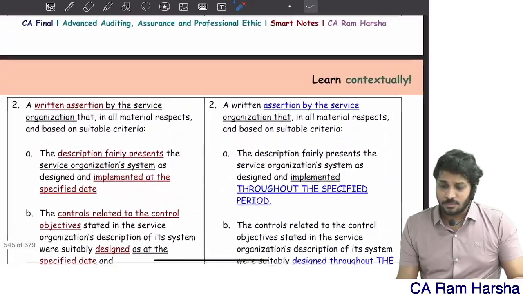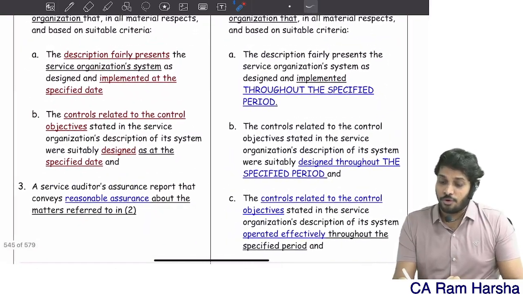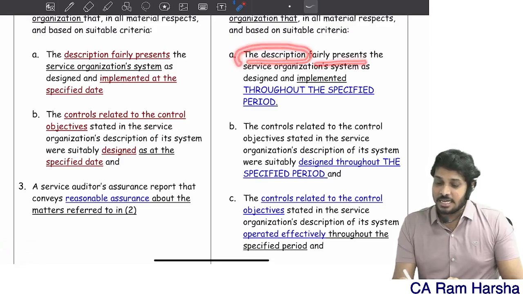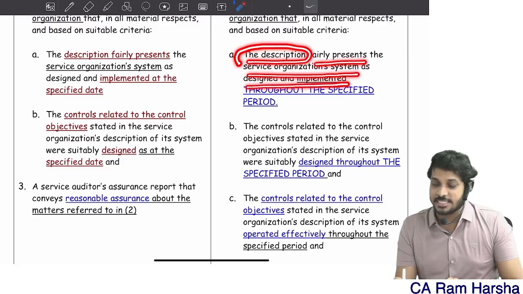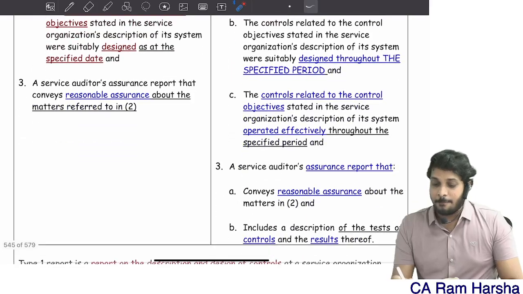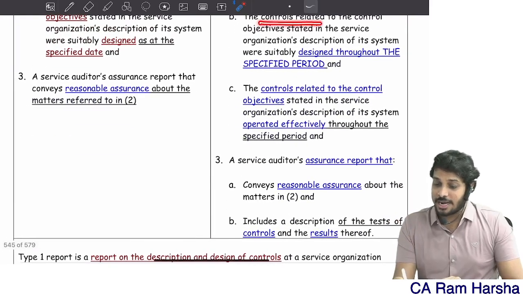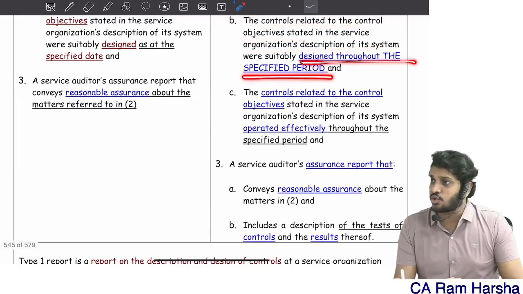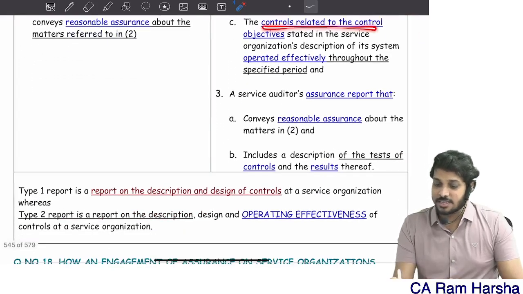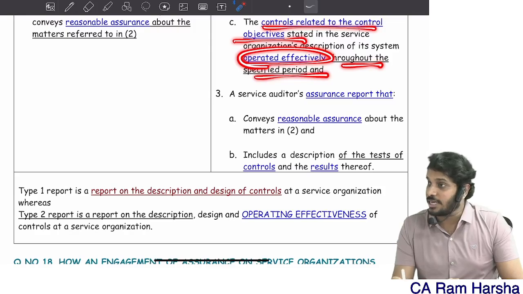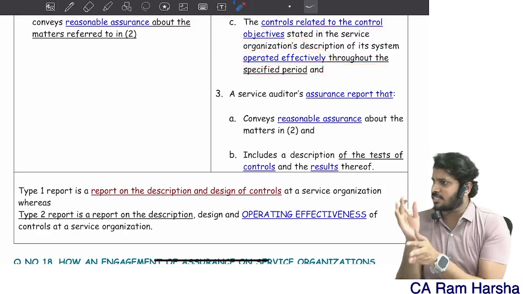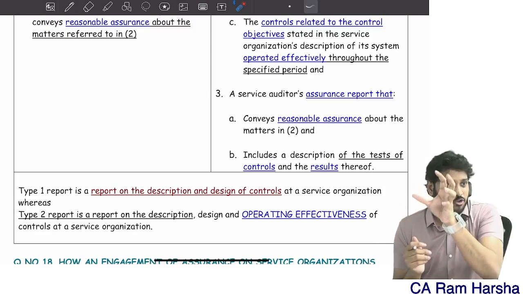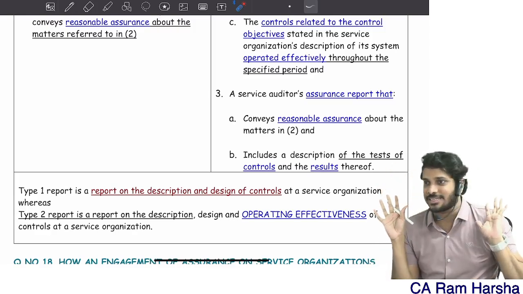And what about the type 2 report? In a type 2 report, the management will give a description that fairly presents the service organization's system as designed and implemented throughout the period. Management will give a description about controls stated in the description, whether they are designed suitably throughout the period, and whether controls are operating effectively throughout the period. So management will give all these points in the description. Now the service auditor has to give an assurance report on the above description. That's a type 2 report, correct?